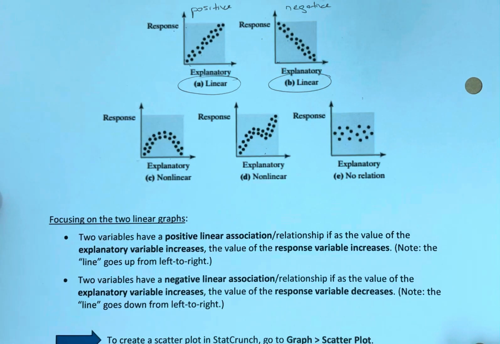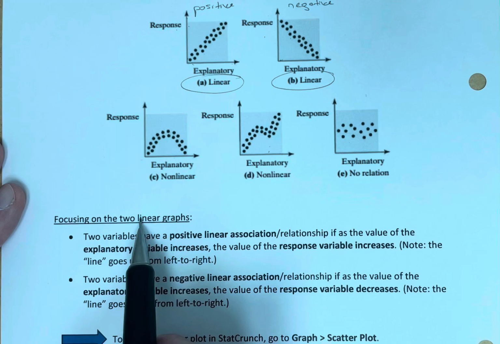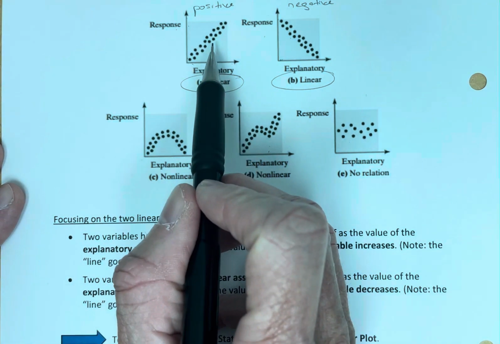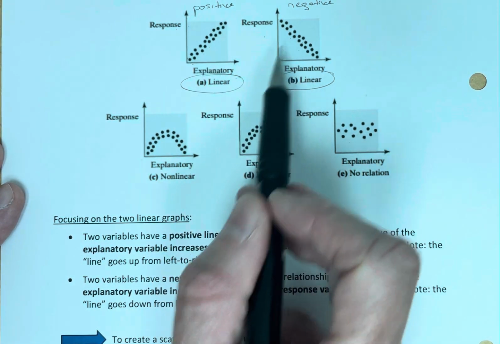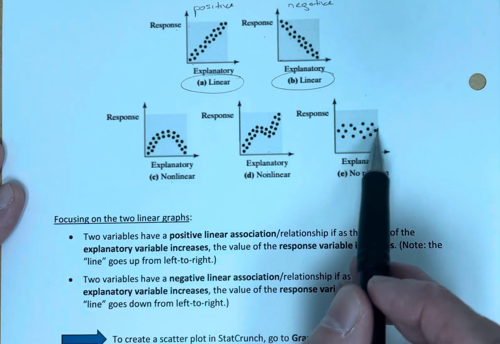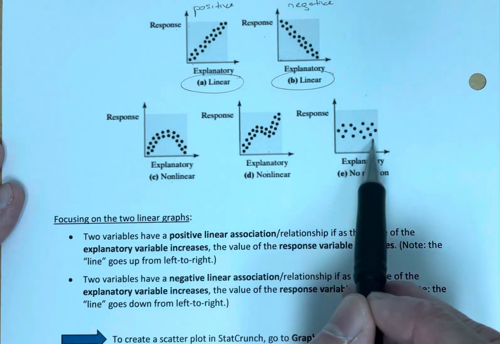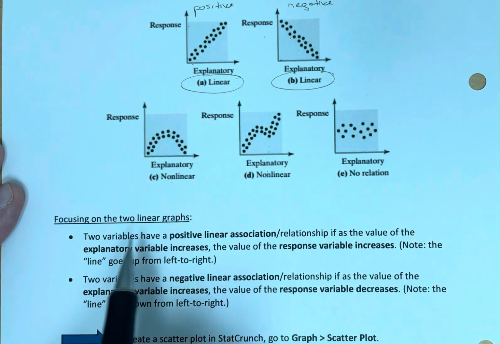Our focus for this unit is on the two linear graphs. So we're focusing here and here. We're not concerning ourselves with nonlinear graphs, and we'll just have to recognize when there's no relationship. We're focused here and here.